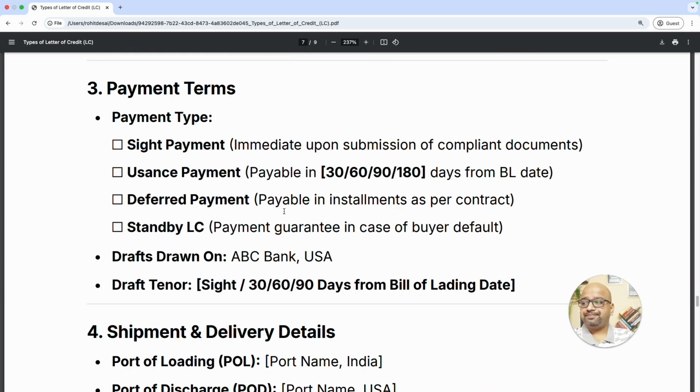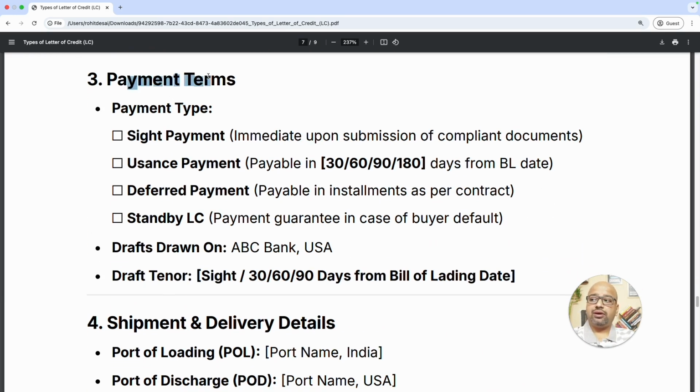Okay. You need to be clear on your payment terms: sight, usance, deferred, standby. You need to check what kind of payment terms you are going to work on.